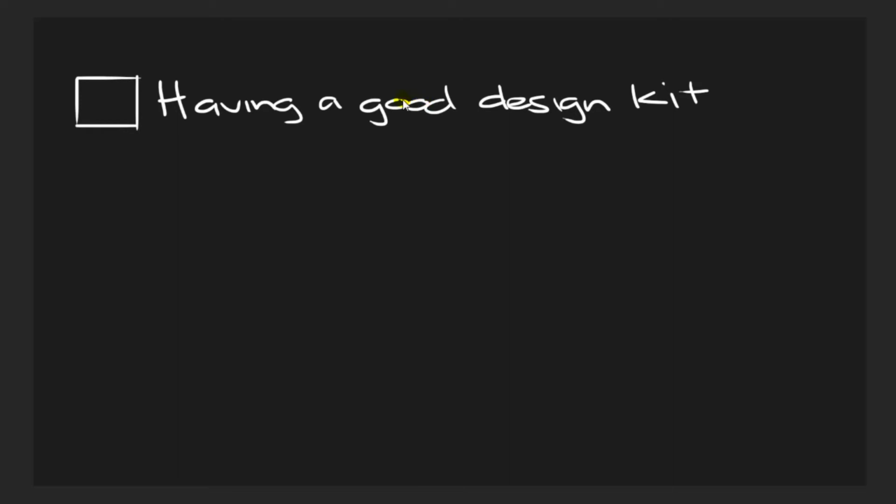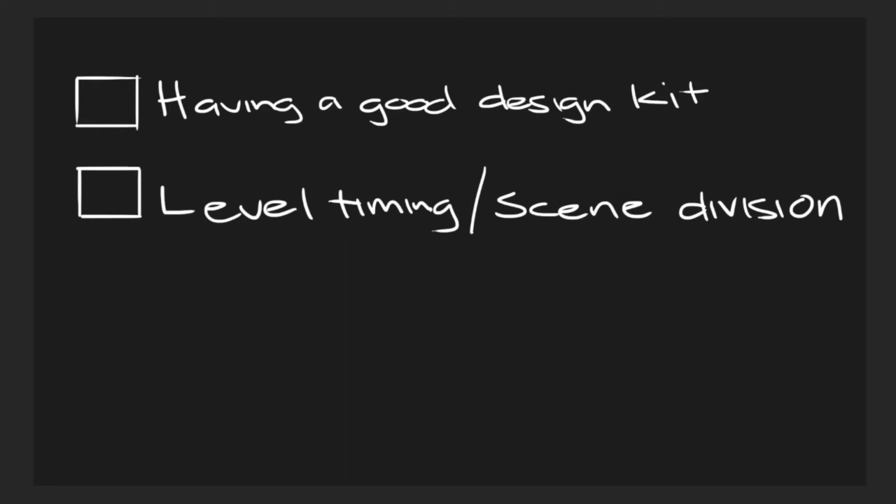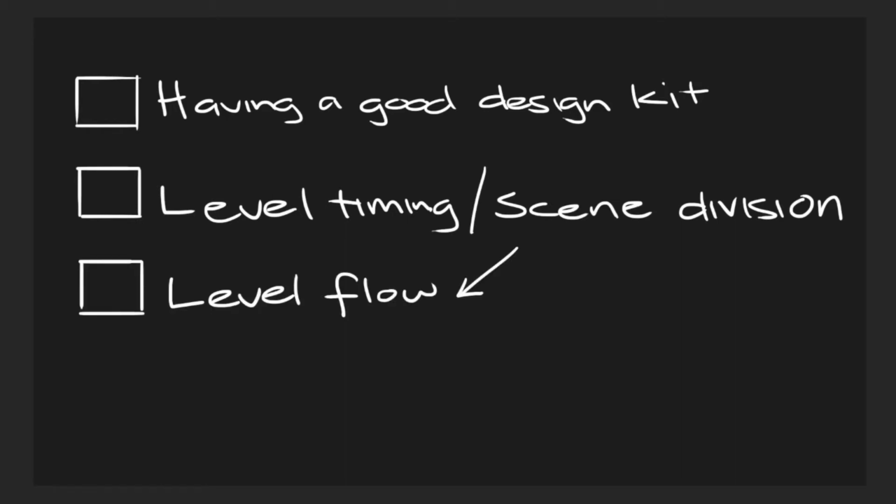Now, the first thing that you should note is that I have a few points that I want to go through during this video, and the first point, and I already mentioned it, is the importance of having a good design kit. Now, I'll be using my own, of course, but I encourage you to go out there and make your own, and more importantly, make one that suits your game specifically. The next 2 points, and they kind of relate to each other, are level timing and scene division, and level flow, which relates directly to those 2 points. However, they're both two different things, and I'll go into greater detail during the actual level design process.